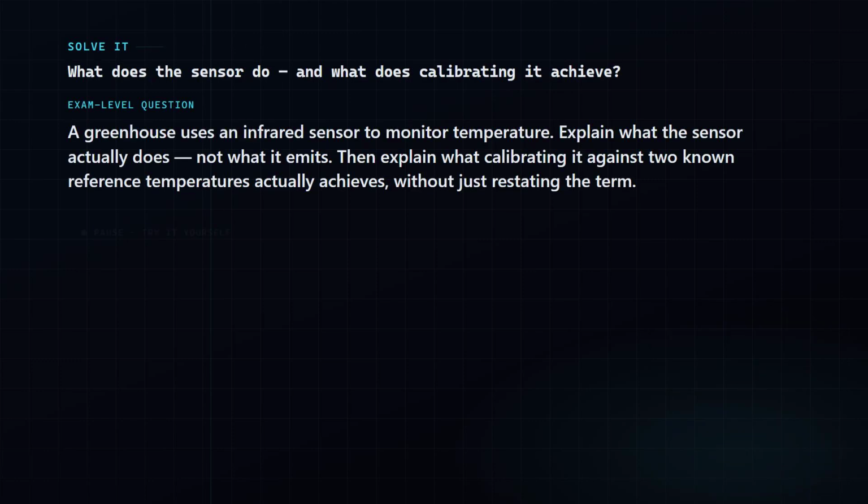Here is your exam level question. A greenhouse uses an infrared sensor to monitor temperature. Explain what the sensor actually does, not what it emits. Then explain what calibrating it against 2 known reference temperatures actually achieves, without just restating the term.